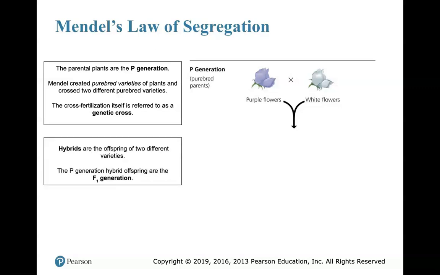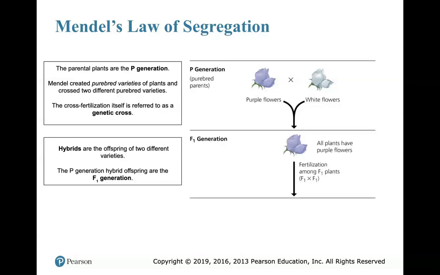What's produced are the hybrids. Hybrids are offspring of two different varieties. My different varieties here are purple and white. Those are two different varieties. And so I'm going to get a hybrid resulting from this cross-fertilization. The hybrid offspring, this offspring, is going to be the F1 generation.